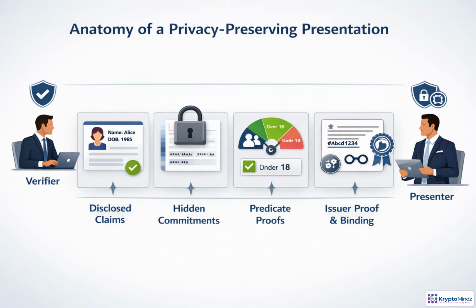A privacy-preserving presentation is not a copy of the credential. It is a tailored proof package. Some claims may be disclosed because the verifier genuinely needs them. Other claims remain hidden, while still being cryptographically tied to the issuer's signature. Predicate proofs answer questions like, is this person over 18? Without exposing the birth date. Challenge and domain binding make the proof specific to this session and verifier, so it cannot be replayed somewhere else.